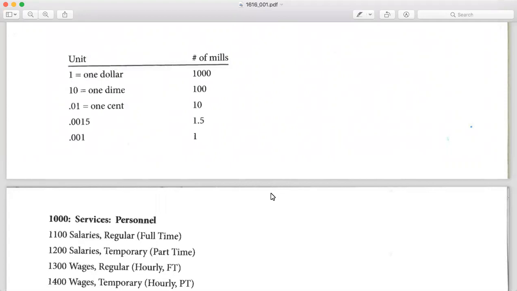So $1 is equal to 1,000 mils. 10 cents is equal to 1 dime, and that is 100 mils, and so on and so forth. All you need to know for the test is just remember this formula. So if you see something like 0.01 equals 1 cent, how many mils is that? It's 10.